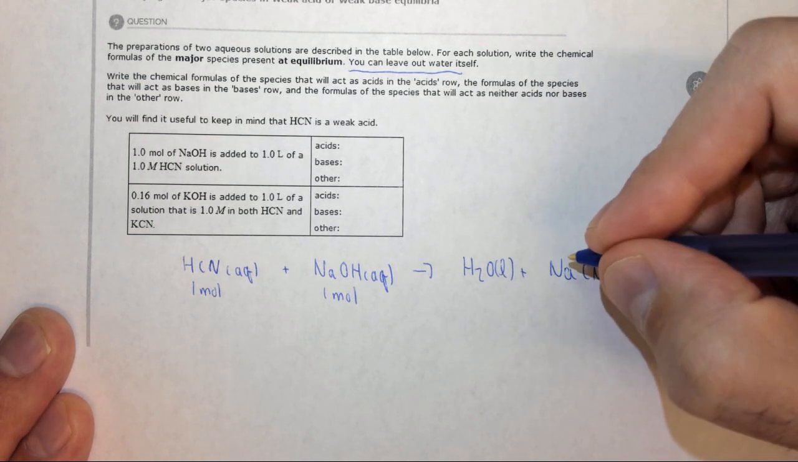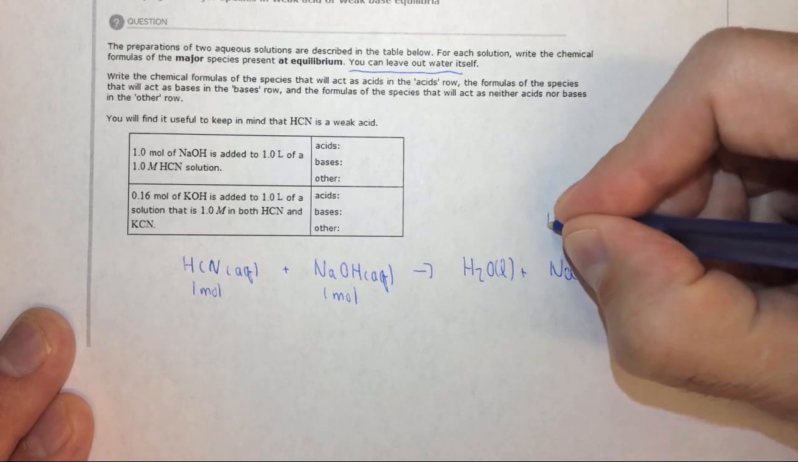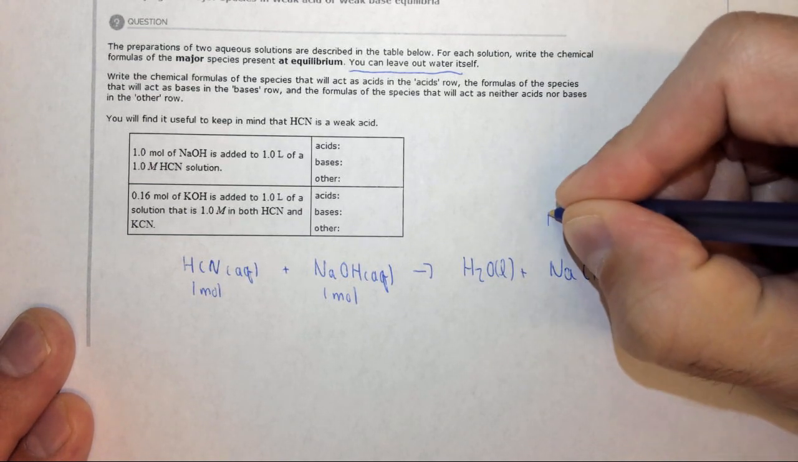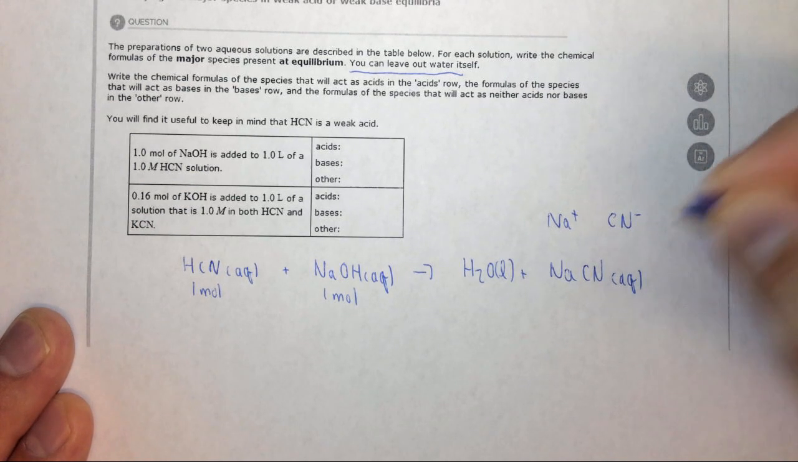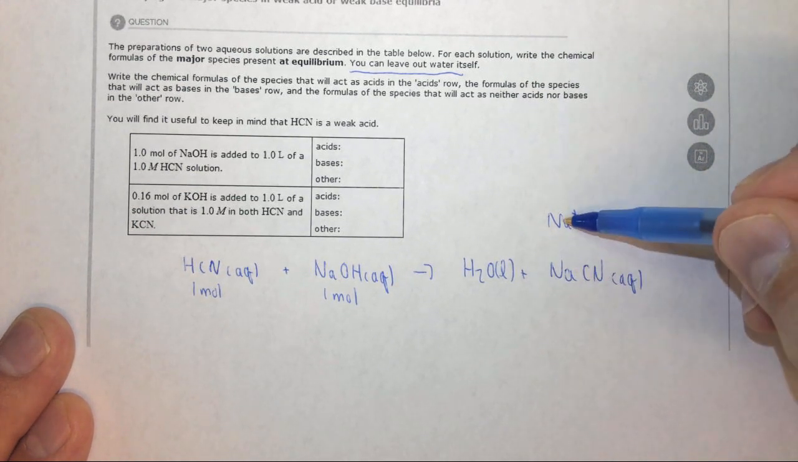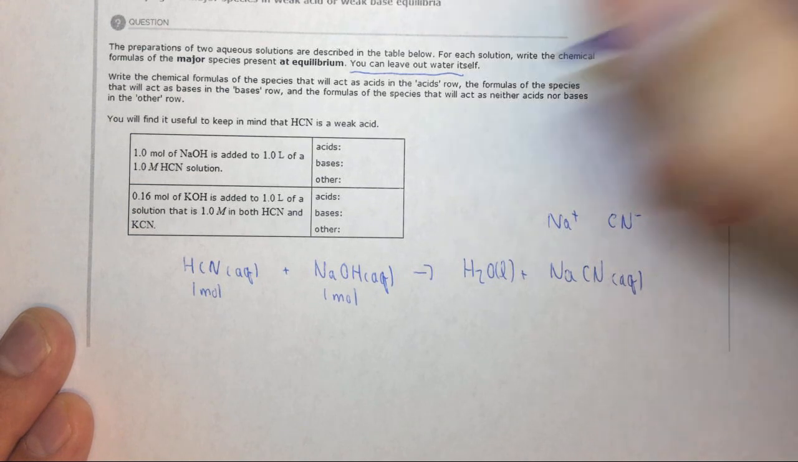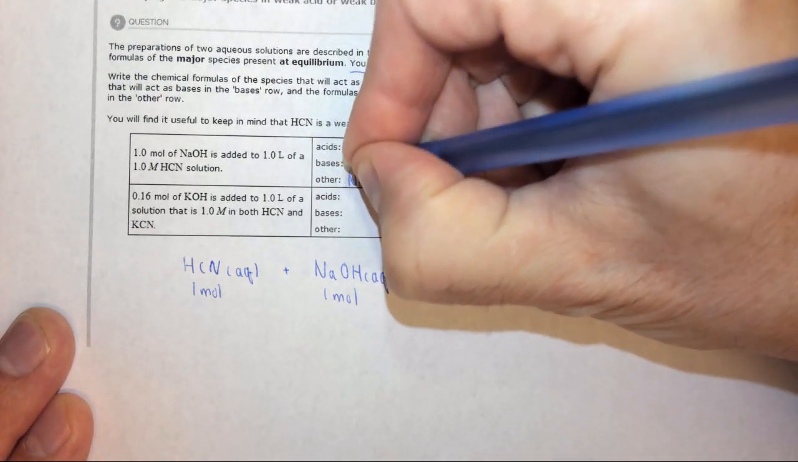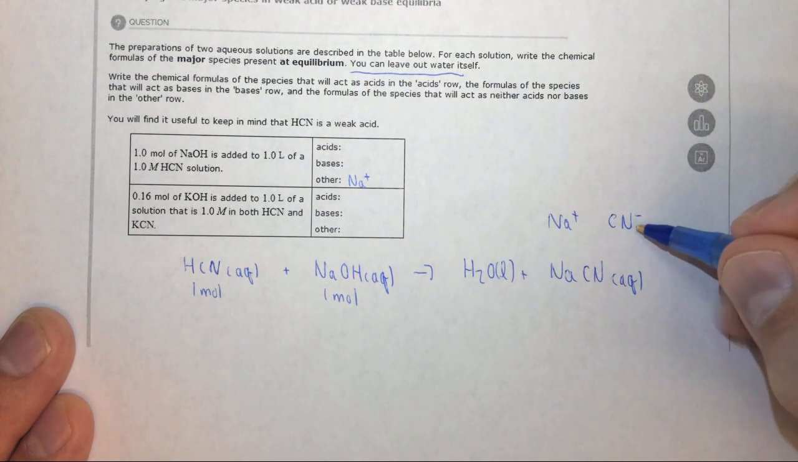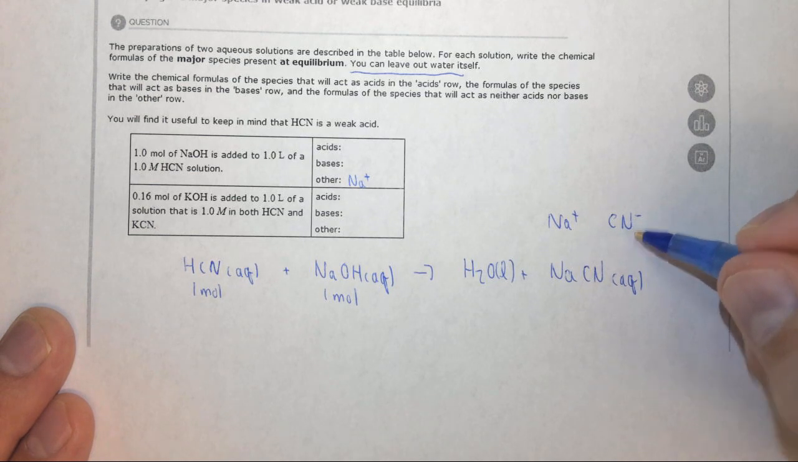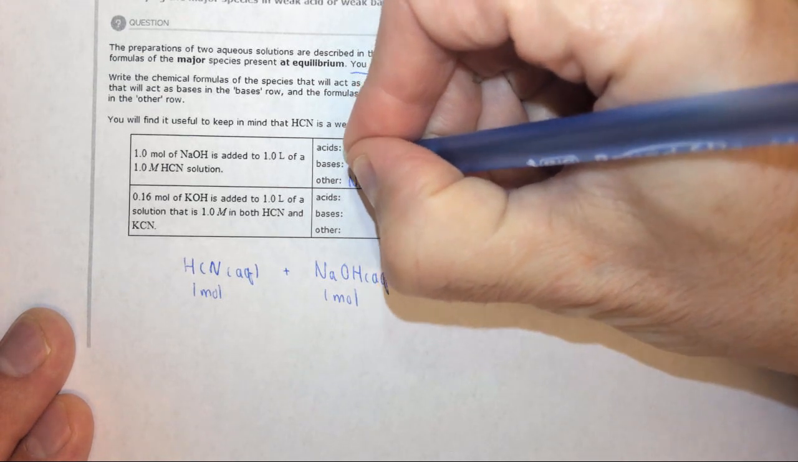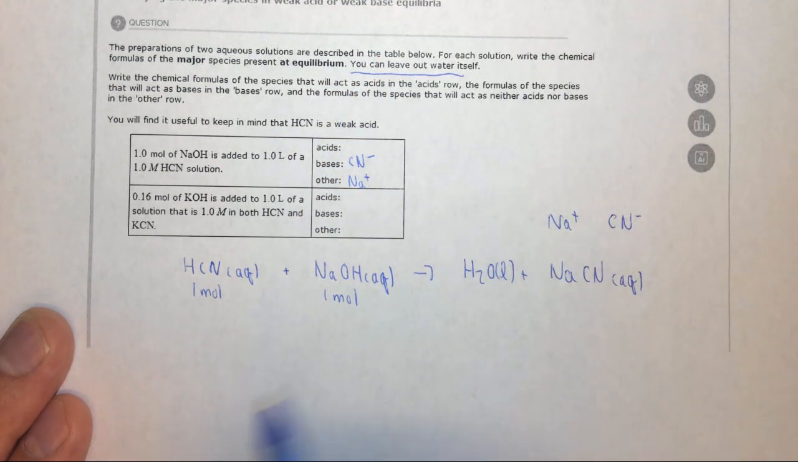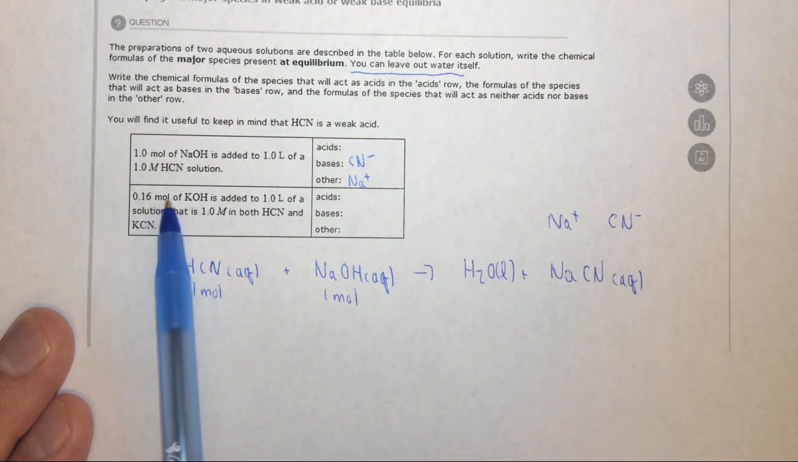So, like a question on the previous playlist, what does NaCN break up into? We have Na plus aqueous and CN minus aqueous. Na plus is a 1A metal. It's neutral, so it goes under other. CN minus is the conjugate base of the weak acid HCN. So this molecule is a base, CN minus. Let's look at the other example, which is a little bit more complicated.